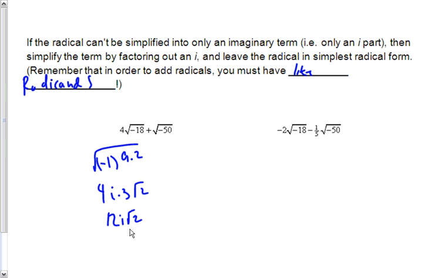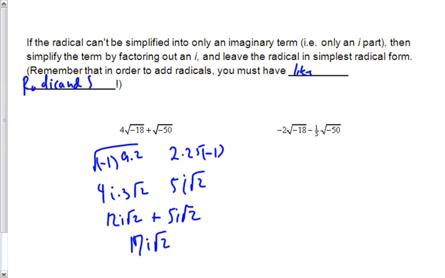Now, in order for me to add, I need an i and a radical 2, which, what do you know, it happens to be the square root of negative 50, is just, look at that, 2 times 25 and negative 1. Square root of negative 1 is i, square root of 25 is 5, and I still got the 2. Right? And look, same radicals, same i's, add just the coefficients. 5 and 12 give me 17i radical 2.